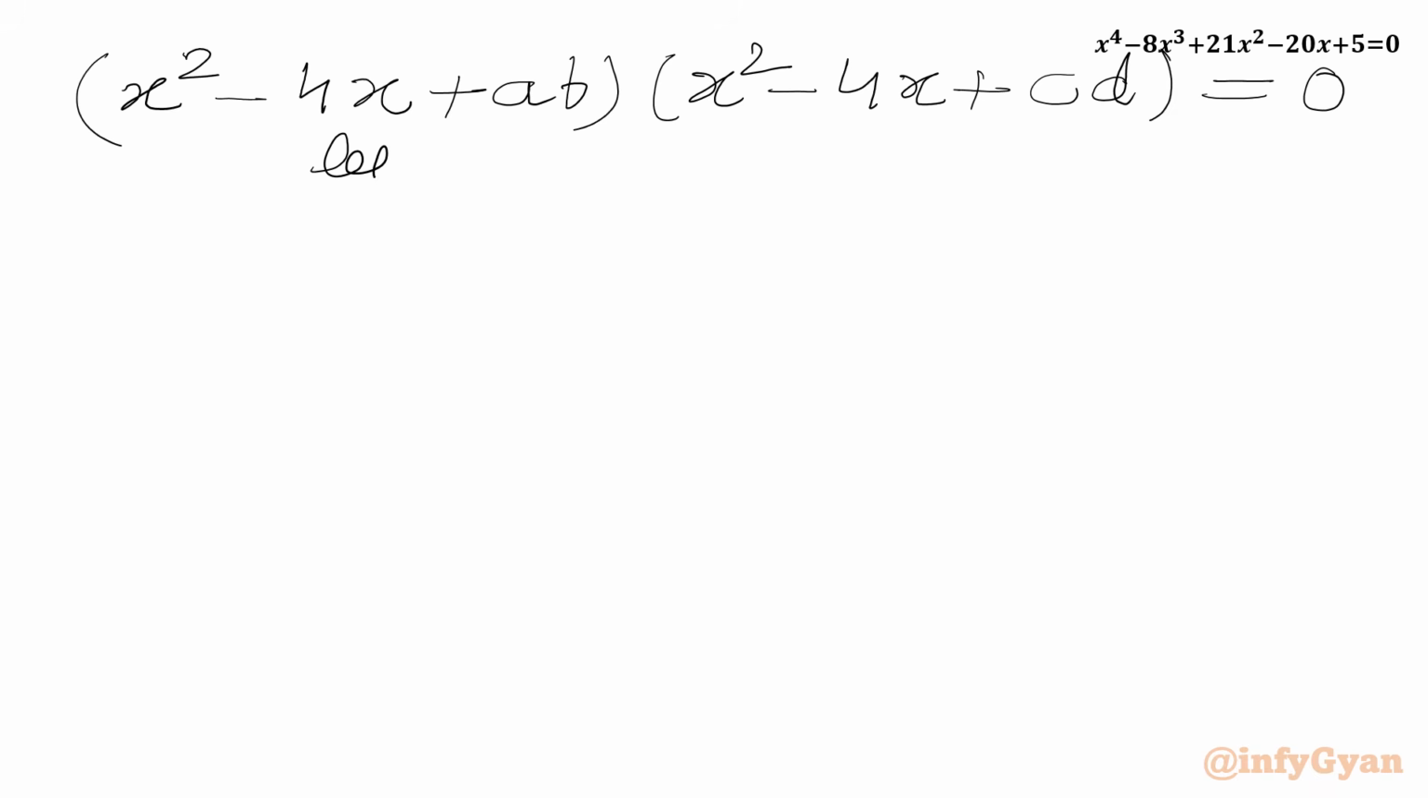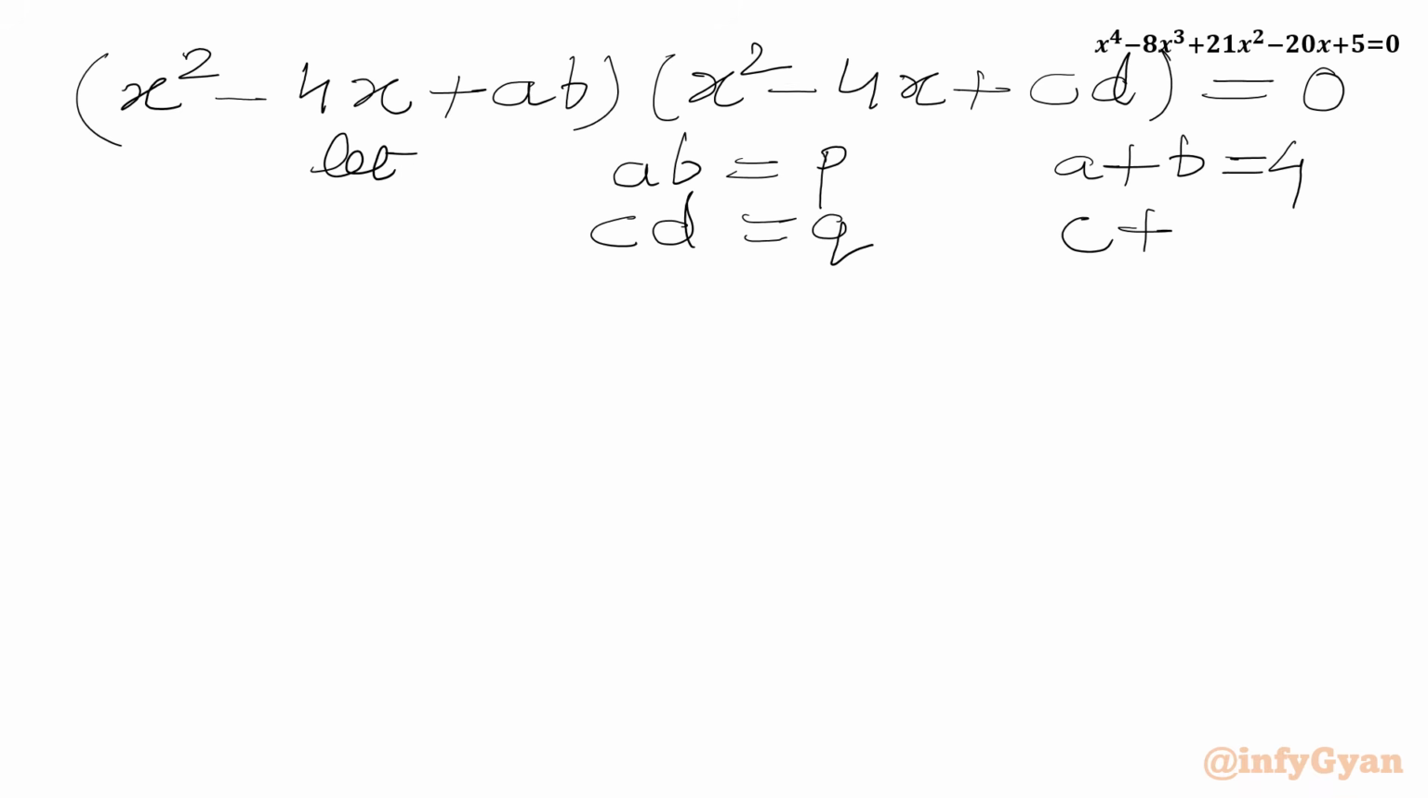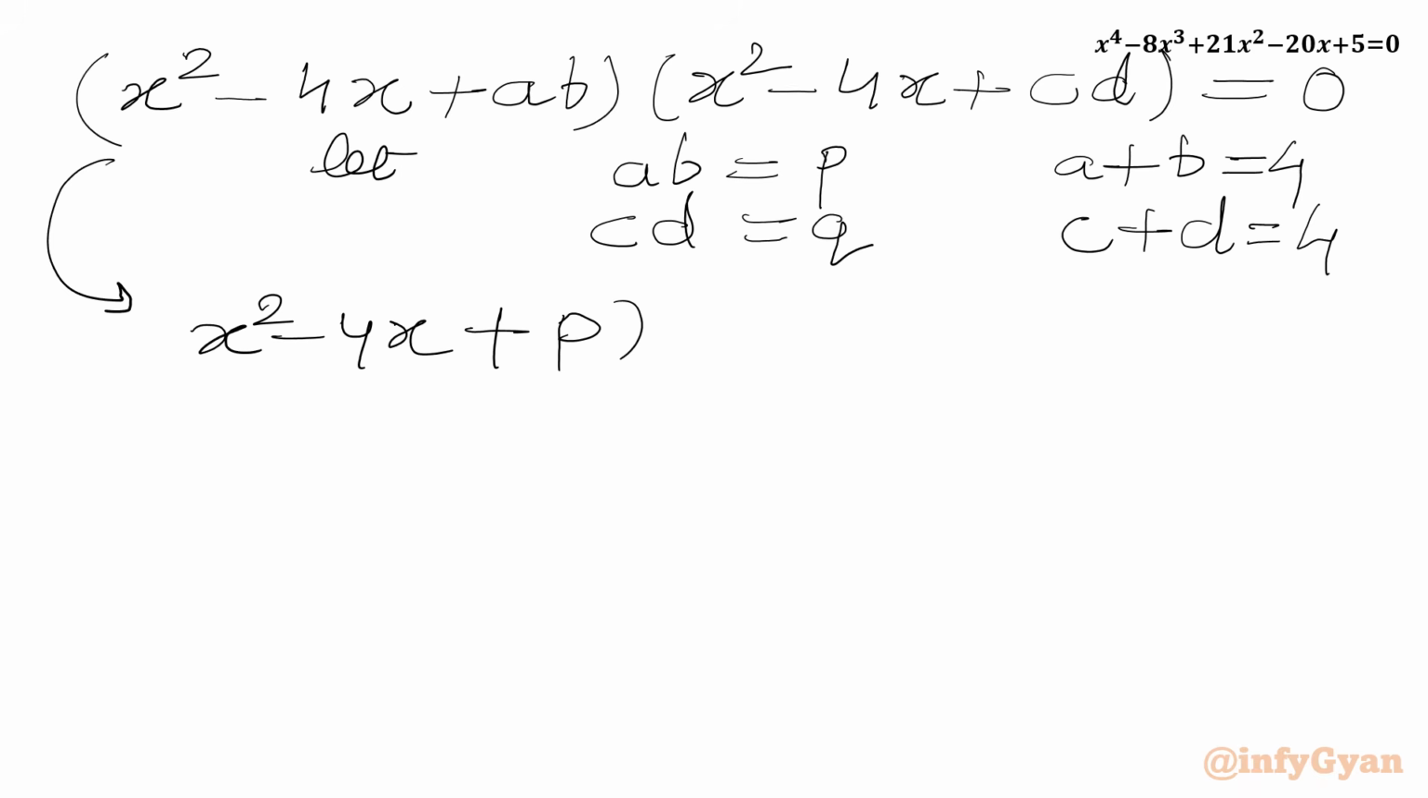Now let us assume ab equal to p and cd equal to q. Remember, we have a plus b as 4, we have c plus d as 4. So only we have to find p and q. Once p and q are known, our a, b, c, d will be known. So we will write here x square minus 4x plus p times x square minus 4x plus q equal to 0.